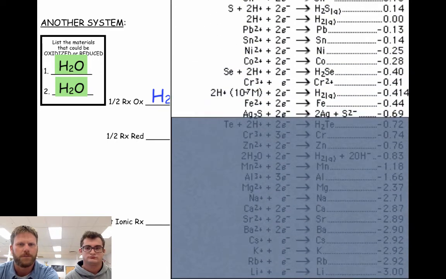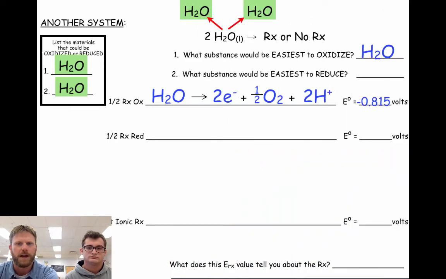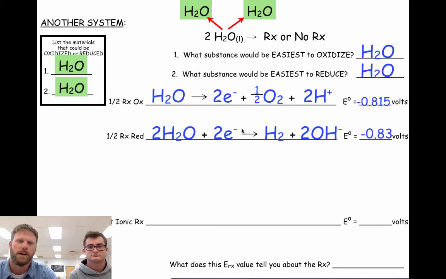Eventually you get to it, and it's right here at negative 0.83 volts. So water is also going to be reduced. This is the half reaction for the reduction of water and the voltage. All right, so now that we have the half reactions, how are we going to add these together? Well, since they both have 2 electrons in them, we don't have to multiply anything, and we can just cancel out the electrons right away.